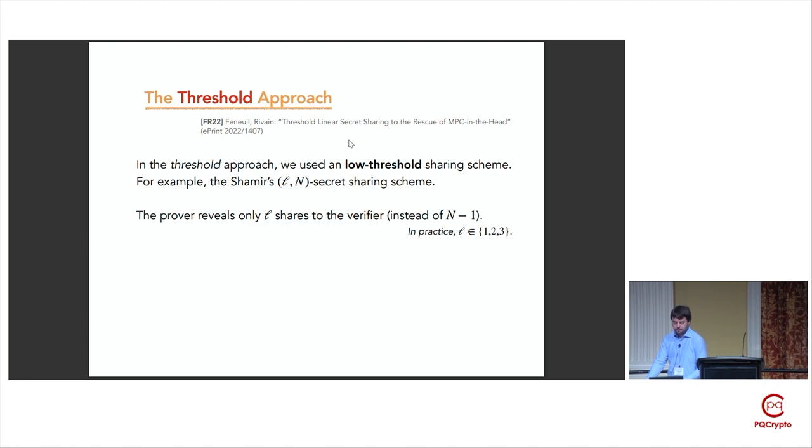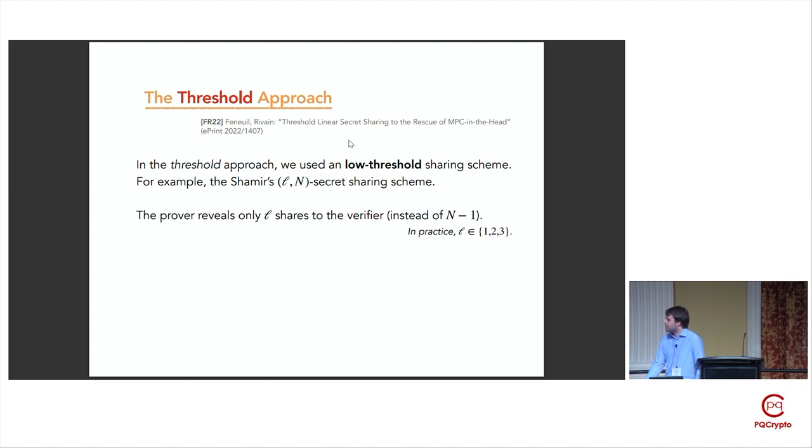And instead of revealing n minus 1 shares, we just need to reveal L shares, where L is the privacy threshold of the Shamir secret sharing scheme. And in practice, we can choose L equal to 1, 2, or even 3. So a very small value.